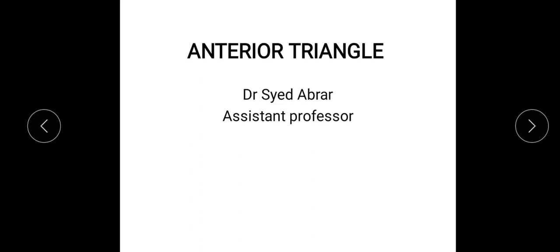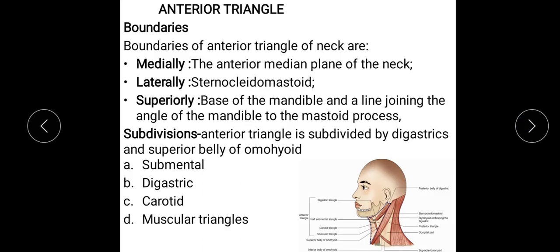Today we will see the anterior triangle of neck. I will show you the diagram. First, it will come as a long question or part of it may become a short note.